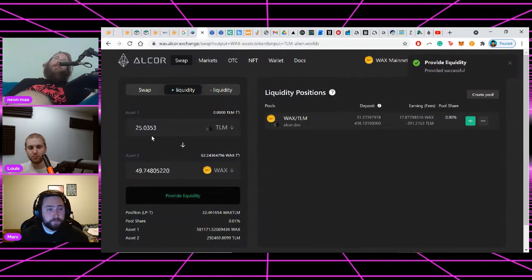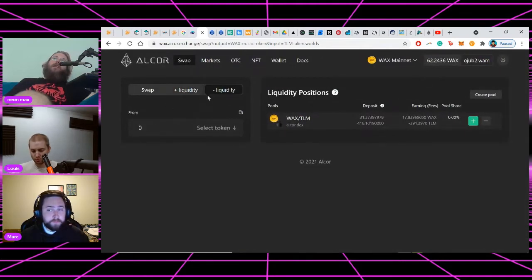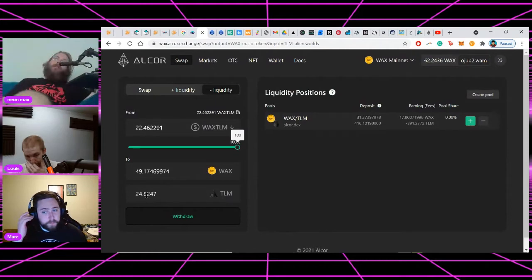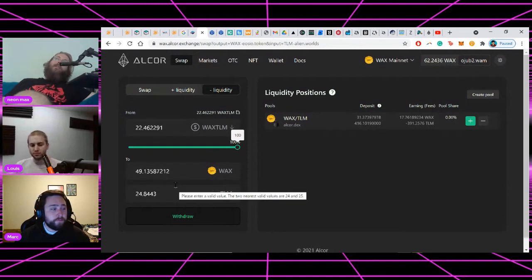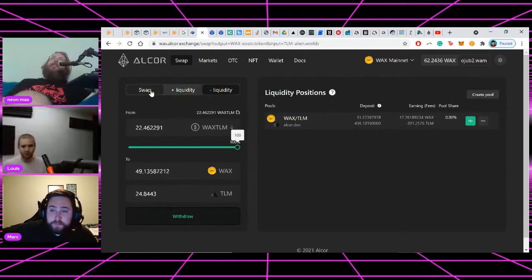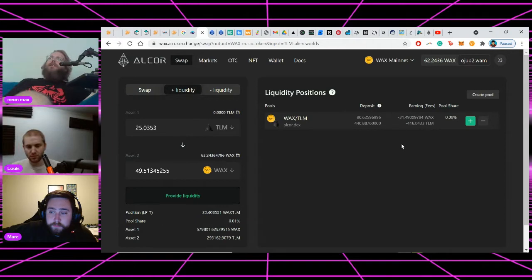And what happened now is the 25 TLM and the 49.7 whatever Wax left my wallet, and I was given these tokens. What are they called? Wax TLM tokens. So I got 22 point something of these Wax TLM tokens now, and those tokens represent the ownership of this position inside of the liquidity pool. And you can see that this is changing every time there's a trade happening against this pool. Whenever these numbers change, that's that trade happening. So let's see if I go back and forth one more time to refresh this. Oh, well, I wish I hadn't been yield farming on this account in the past, because now it has the numbers from my past activity.